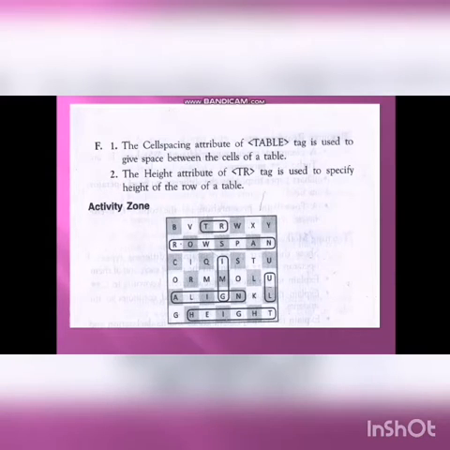Next one, activity zone. I hope you all finished the activity zone. And now you check your answers with this screen answer. You see here: tr tag, next rowspan, next align, height, next UL.